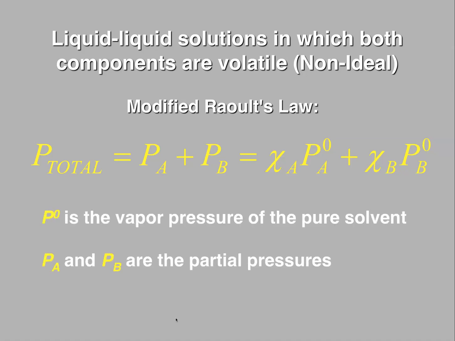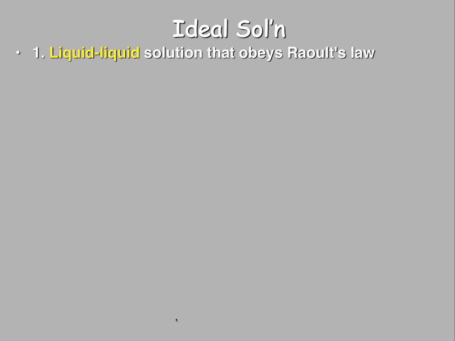The same things are here as they were with Raoult's law. P naught is the vapor pressure of the pure solvent, and then pressure of A and pressure of B are the partial pressures, the observed pressures. As you can see, it's basically just Raoult's law plus Raoult's law on the right-hand side of the equal sign, based on the mole fractions of the two different components. Questions on this equation? All right. So ideal solutions, which again can't really exist, but liquid-liquid solutions that actually obey Raoult's law tend to be considered ideal solutions.